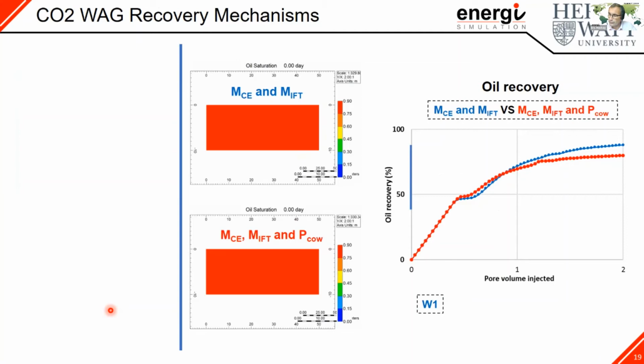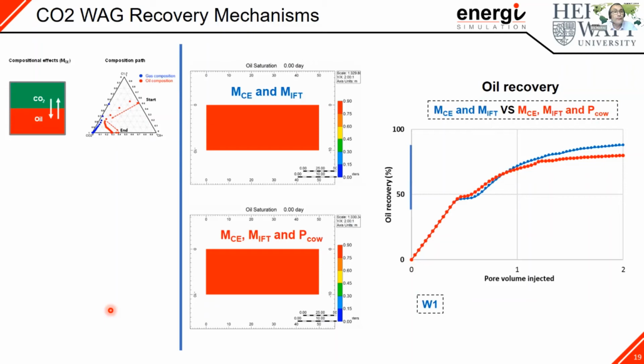And Arne mentioned that we're looking at various mechanisms for recovery. So we're looking at compositional effects. So the CO2 can dissolve in the oleic phase, and the lighter end hydrocarbon components in the oil phase can evaporate into the gaseous phase during the WAG process, and that obviously will affect the composition path.